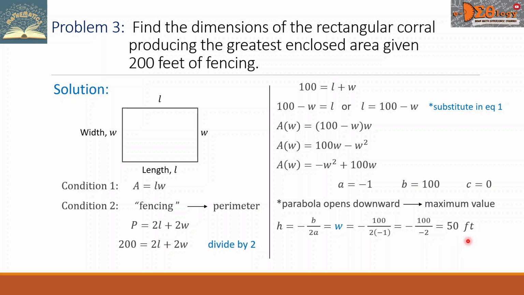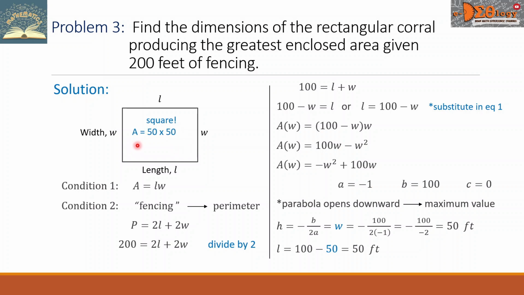Now let us solve for L. We have this formula of L in terms of W. L equals 100 minus W. Substituting the value 50 for this W, we get L equals 100 minus 50. And the difference is 50. And unit of measurement is feet. These are now the answers. Height or the width is 50 while the length is 50. Note that the two values are equal. That means this rectangle here is actually a square.